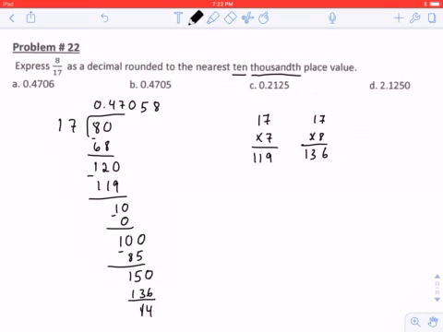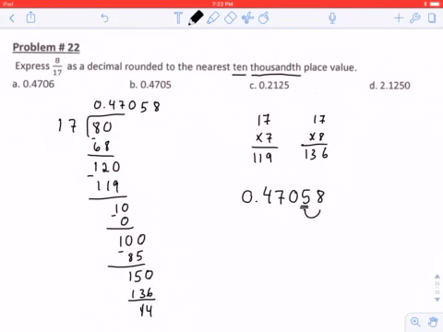Now we go to the point where we need to round. We have 0.47058. Place value. They want us to round to the nearest 10 thousandths. The 4 is on the tenths. The 7 is on the hundredths. The 0 is on the thousandths. And the 5 is the place value for the 10 thousandths. We need to round it to the 5.